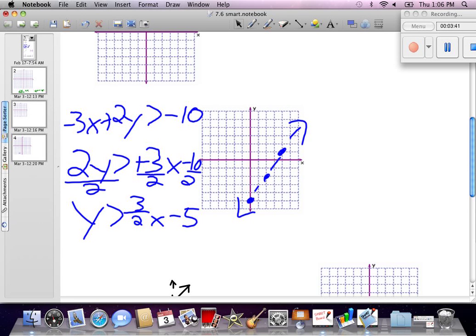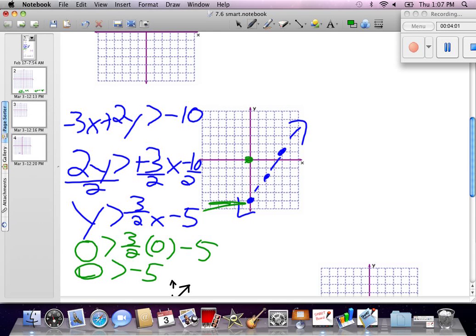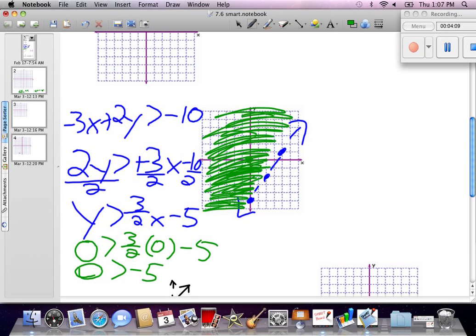So now I'm going to figure out if I'm going to shade 0 or not. So I plug in 0. 0 is greater than 3 halves times 0 minus 5. Is 0 bigger than negative 5? No. Would you rather only no money or $5? No money. No money. So 0 is bigger. So you shade all of the side that covers 0, 0.